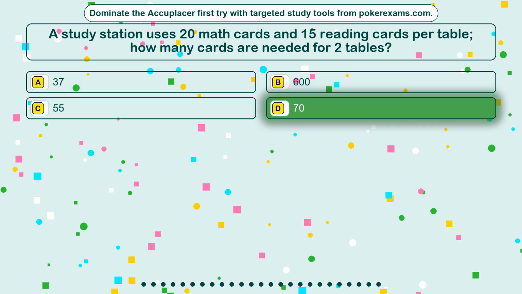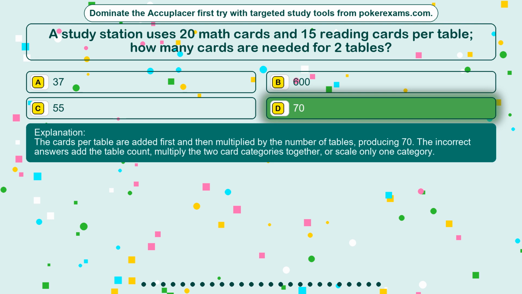The correct answer is option D, 70. The cards per table are added first and then multiplied by the number of tables, producing 70. The incorrect answers add the table count, multiply the 2 card categories together, or scale only one category.